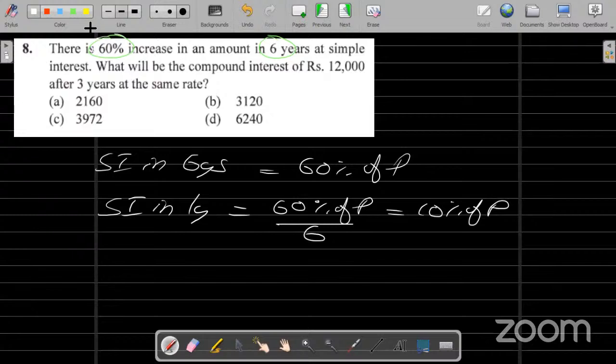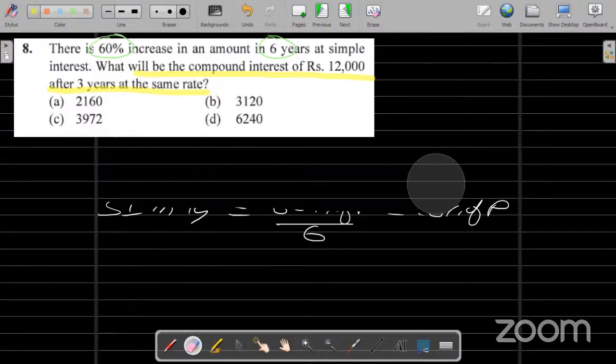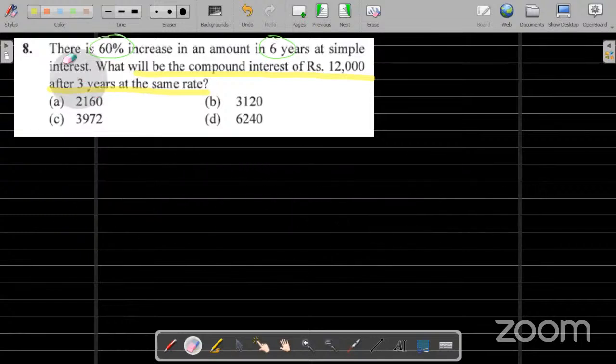Now we need to find out what the compound interest of 12,000 rupees after 3 years is, for the same rate. We need to find the compound interest. There also we can have a shortcut. I'll explain that after giving you the normal method.